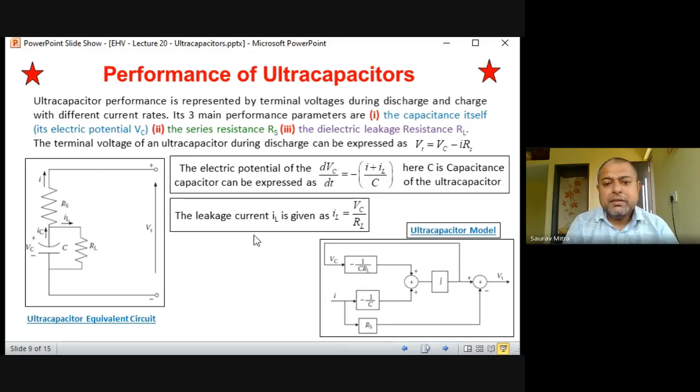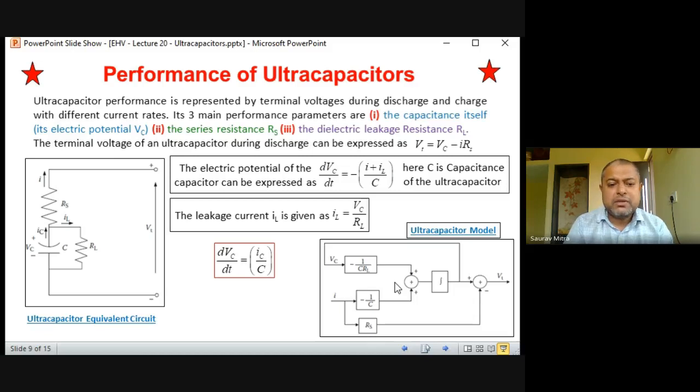So what is VT? VT is equal to VC minus I·RS. Here I·RS is also shown. This is the I·RS part. Whatever is the current, this part is getting added. So this I into minus 1 by C is here, and this minus VC by RL is here, and this I into RS is going to the output. So this is the ultracapacitor model, and this is having the equation.